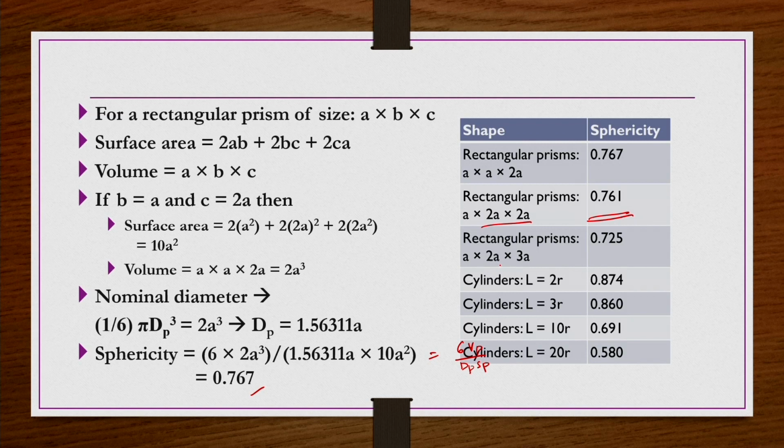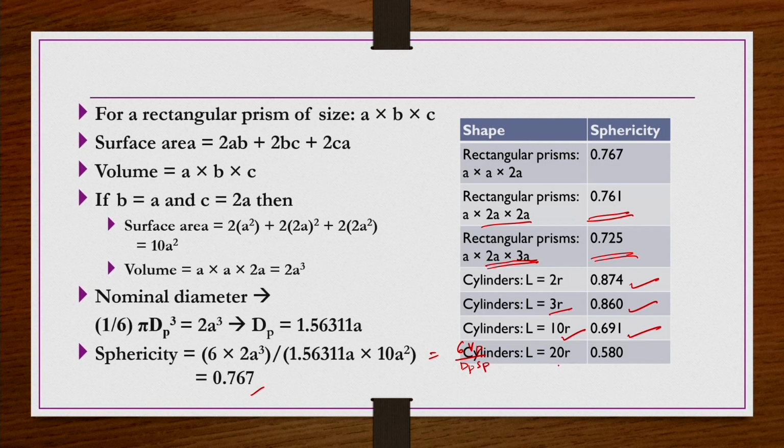Now, if you have B equal to 2A and C equal to 3A, then again it is slightly decreased to 0.725. Similarly, for the short cylinders, this we have done, if L is equal to D, then it is 0.874. If L is equal to 1.5 D, then it is going to be 0.86. You can calculate and get this one also. If L is going to be 5 times D, then the sphericity is going to be 0.691.